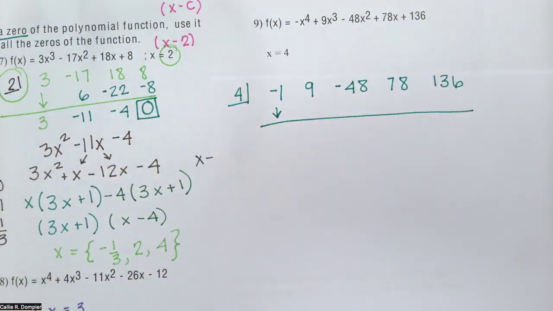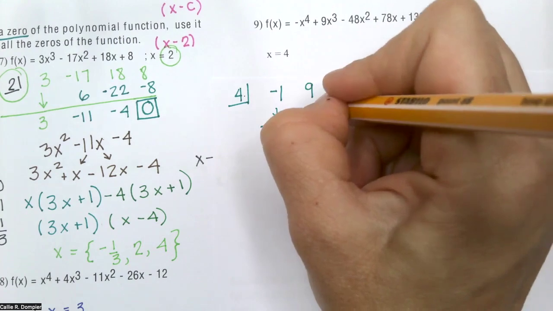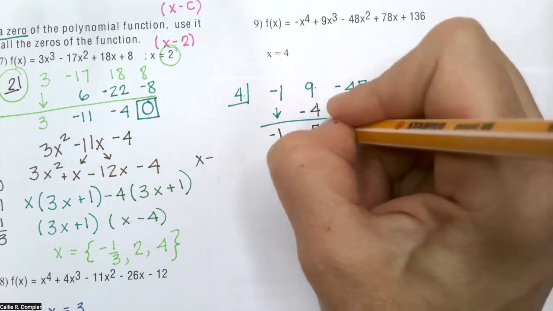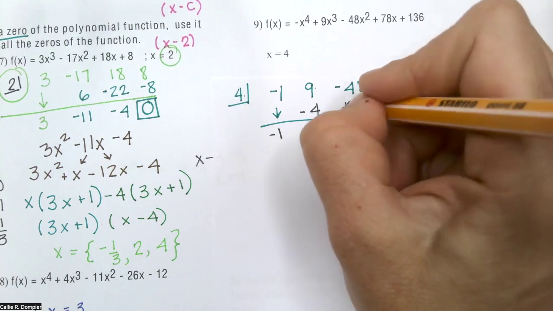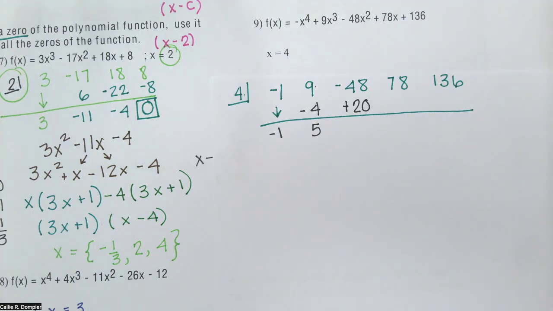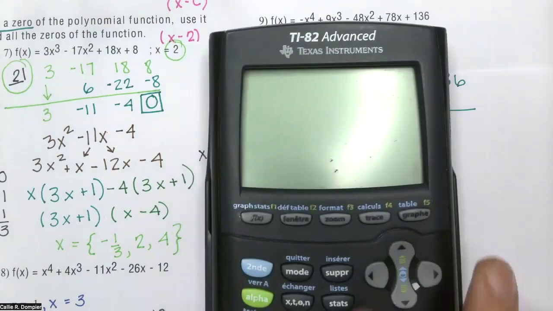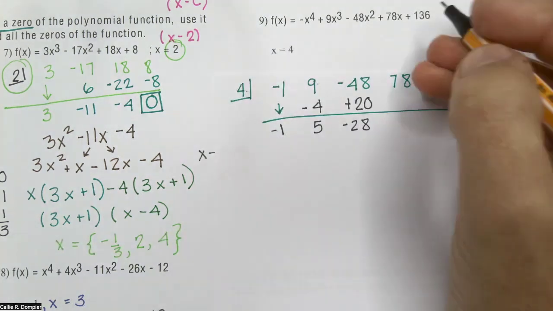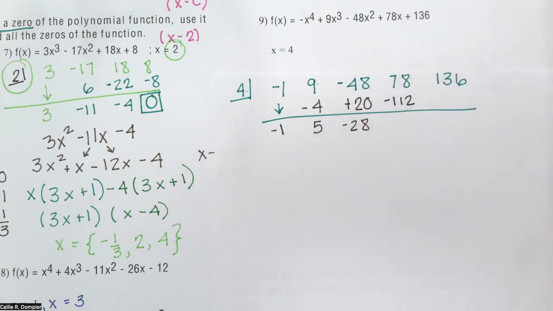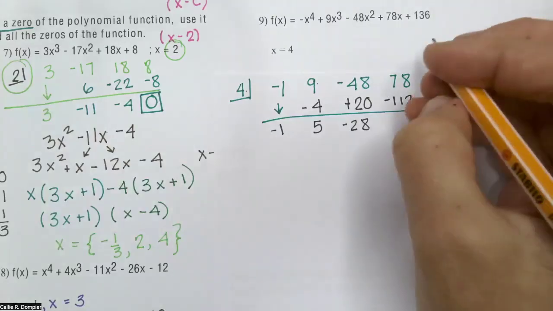The -1 comes straight down. And then we multiply by 4. -1 times 4 is a -4. 9 minus 4 is just 5. 5 times 4 is 20, because there's no negatives: a positive times a positive is a positive. -48 plus 20 is just -28. -28 times 4 is -112. Plus 78. We're going to combine it with 78 and we get -34.